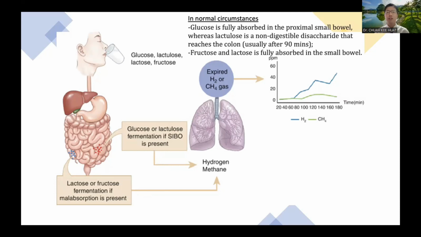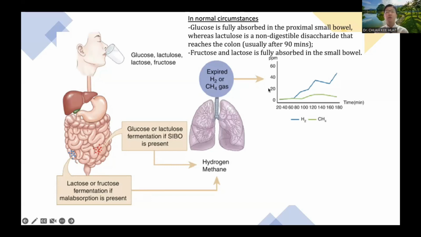In contrast, fructose and lactose are fully absorbed in the small bowel, whereby in fructose and lactose malabsorption, the breath test has to be done a bit longer, prolonged, more than 3 hours, compared to small intestinal bacterial overgrowth, whereby we do the test for only 90 minutes to 2 hours.